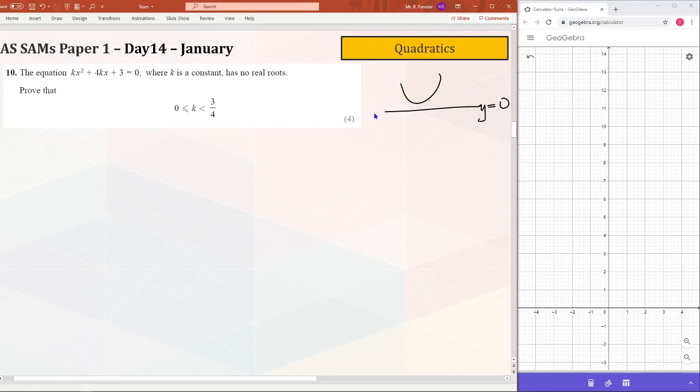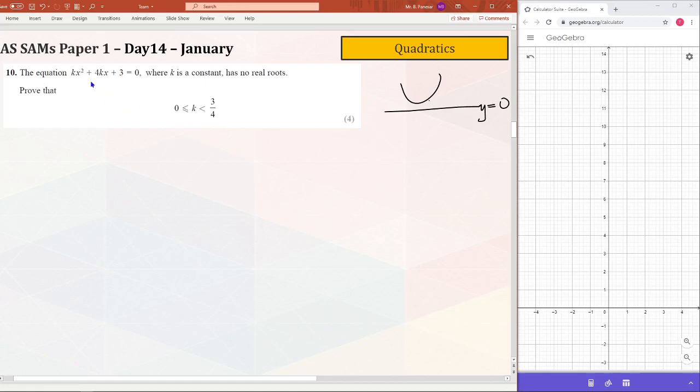It's not crossing the x-axis. So that's basically what we're dealing with here. And this is obviously depending on the fact that k is positive. That's why you would have a shape such as that. Prove that k is greater than or equal to 0 and k is less than 3/4.